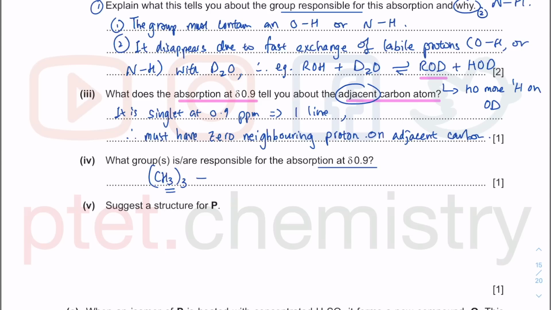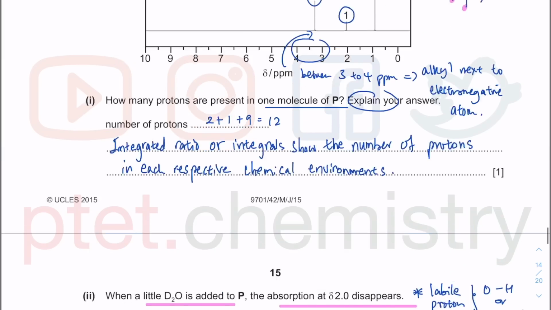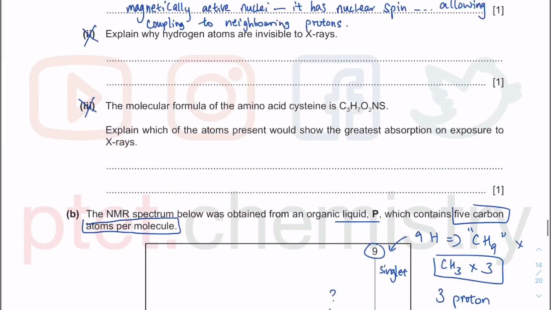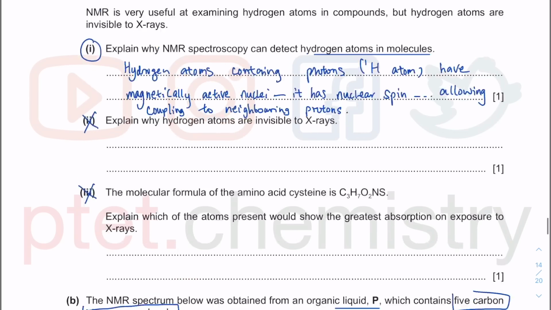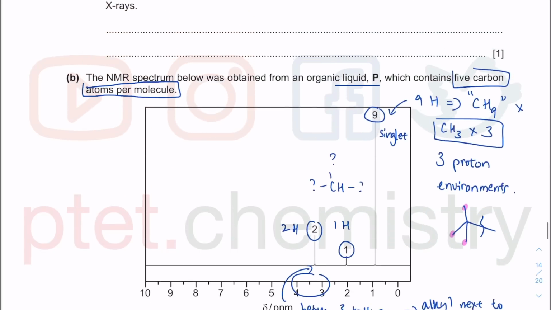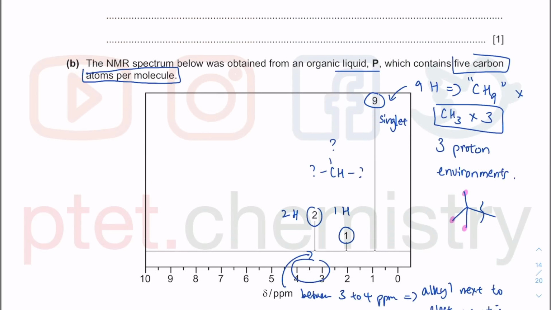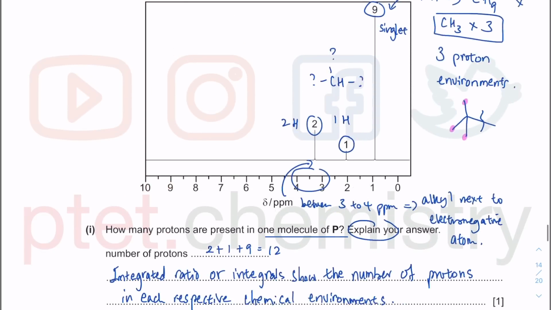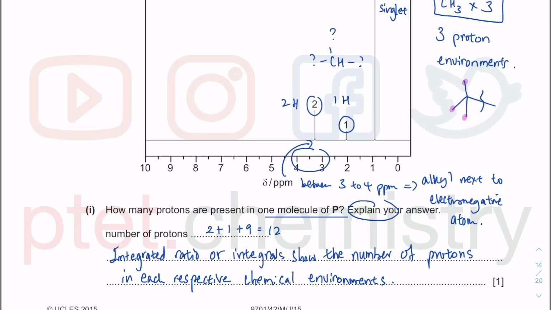And they wanted me to suggest a structure for P. So we know so far we must have that, and we still don't know the formula, do we? We still don't know the formula. So they say liquid P has 5 carbon atoms. So C5H12. There must be oxygen as well, somewhere around there. Alkyl next to an electronegative atom, C5H12O. Does that make sense? 5 carbon alcohol. I wonder if it could be a 5 carbon alcohol.